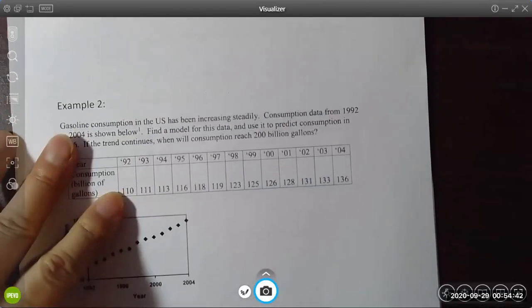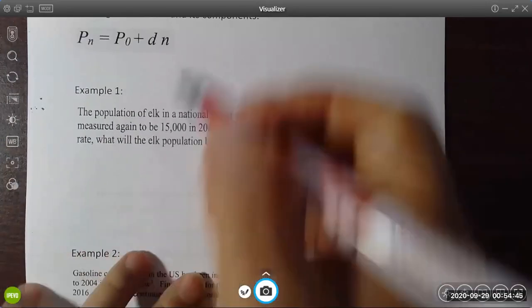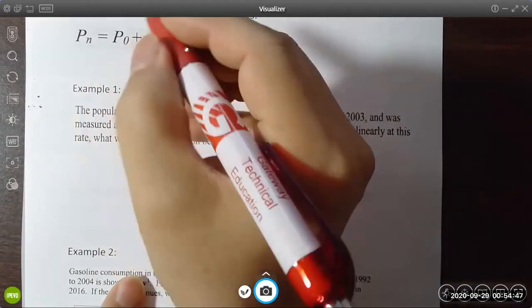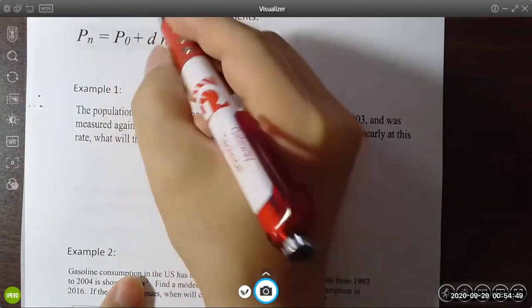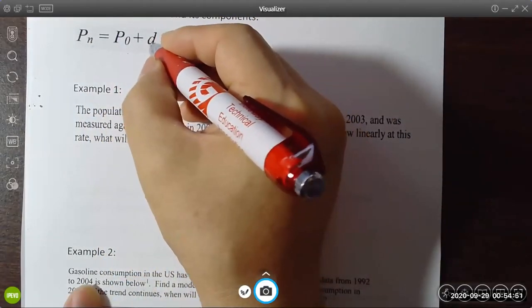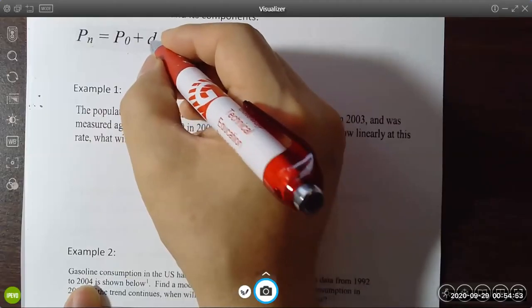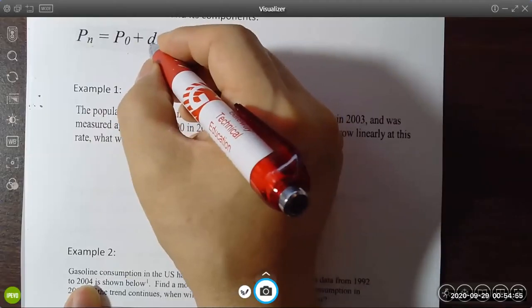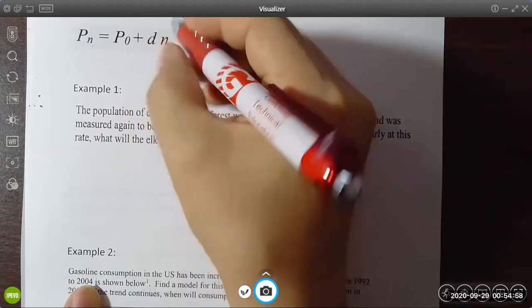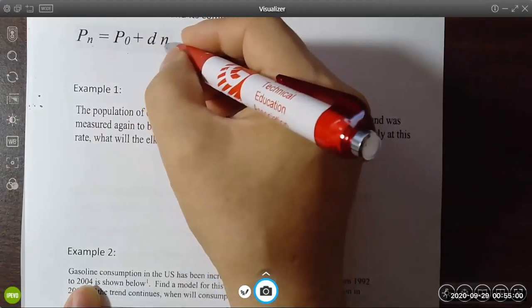Oh, here it is. This is from the textbook. So future value equals initial value plus common difference, which is the rate of change or increase or decrease rate, a certain amount, times n, which is the input representing time in this case.